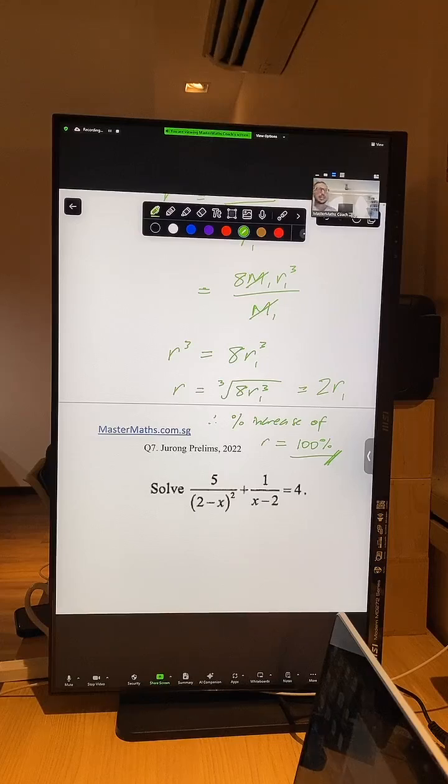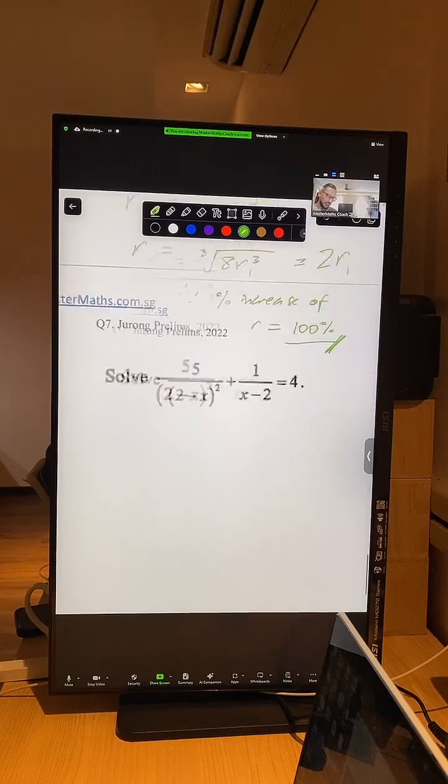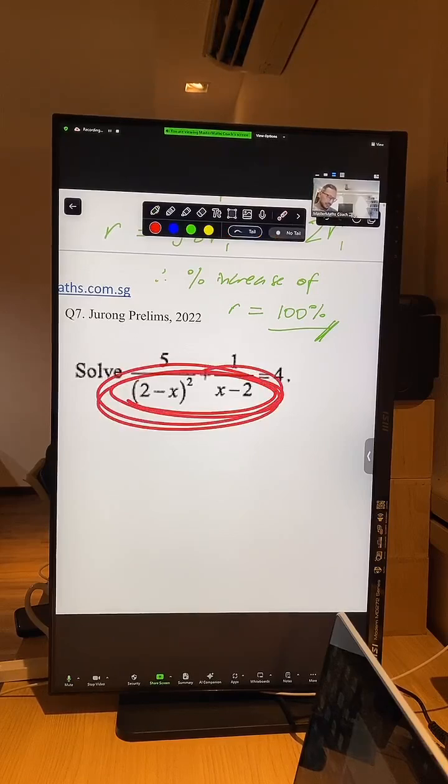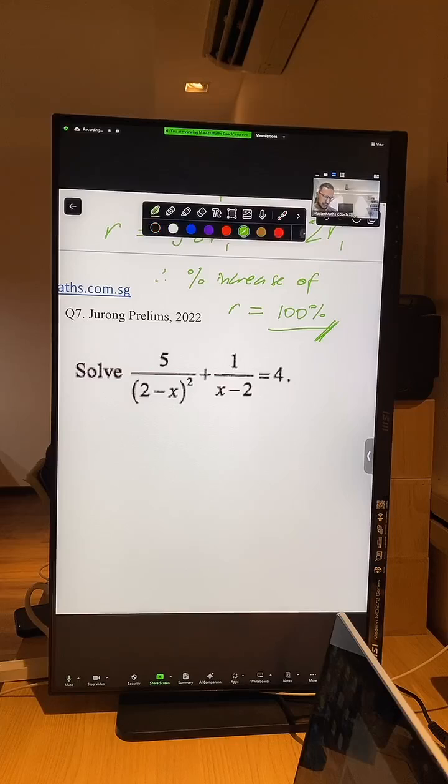Okay, I've got 2 minutes left, let me quickly do the last question. They are telling me to solve 5 over (2 minus x) squared plus 1 over x minus 2 equals 4. For this kind of question, I need to firstly make the denominators the same. One is 2 minus x, one is x minus 2. How do I go about doing that? Very simple.